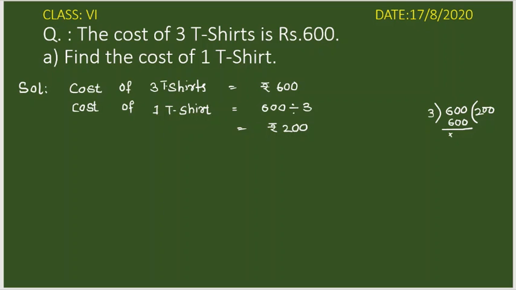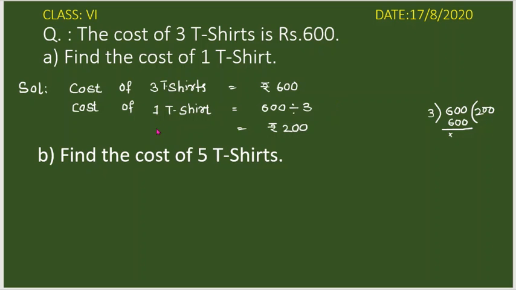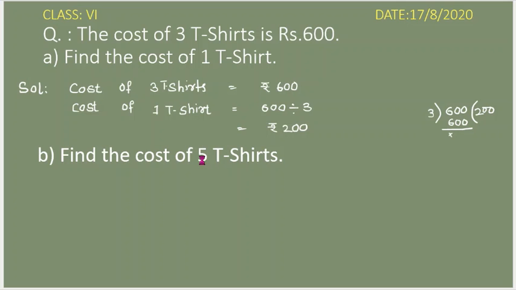Now I will extend the question. If I ask one more question, what is the cost of 5 t-shirts? So here it is asked to find the cost of 5 t-shirts. Already here one t-shirt cost we have found, that is 200. When it is given less quantity, when it is asked to find the value of more quantity, obviously we need to carry out multiplication. So here 200 must be multiplied by 5.